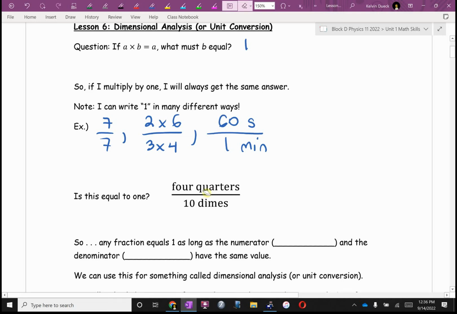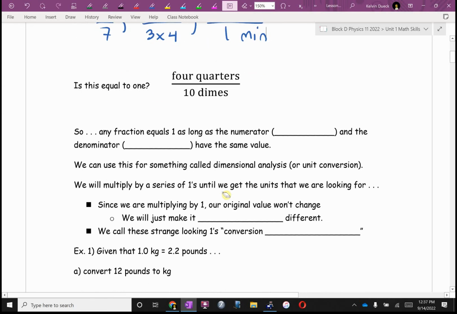Hey, is 4 quarters over 10 dimes equal to 1? Yeah, because it's 100 pennies over 100 pennies. $1 over $1. So that's the first thing we're going to tuck into our back pocket and save for later. Any fraction equals 1 as long as the numerator, which is the fancy word for the top, and the denominator, which is the fancy word for the bottom, have the same value, Brian, even if they don't look the same. As long as they work out to the same value, that's a 1.